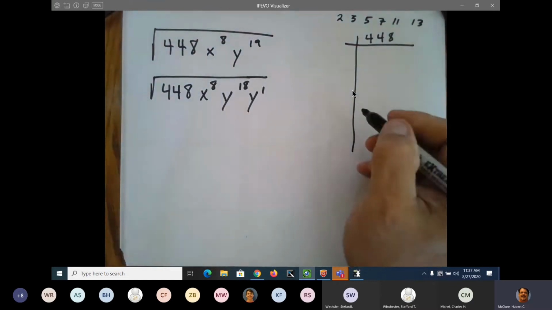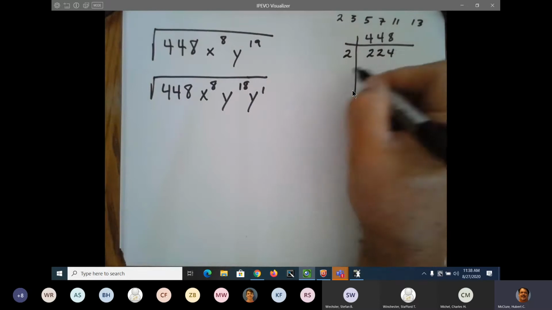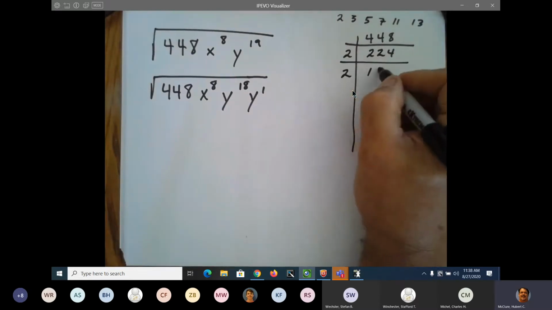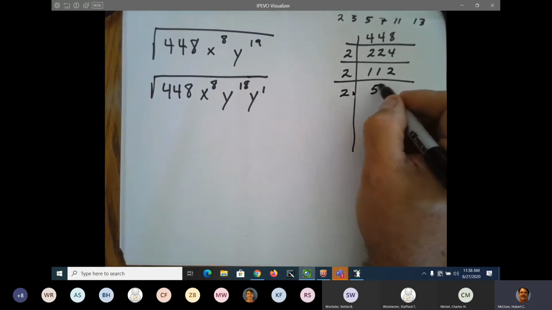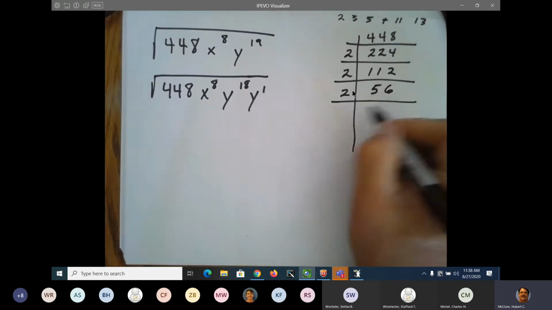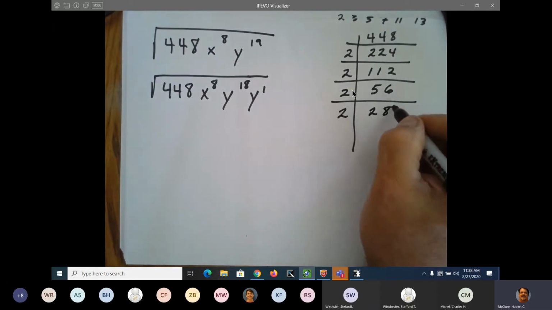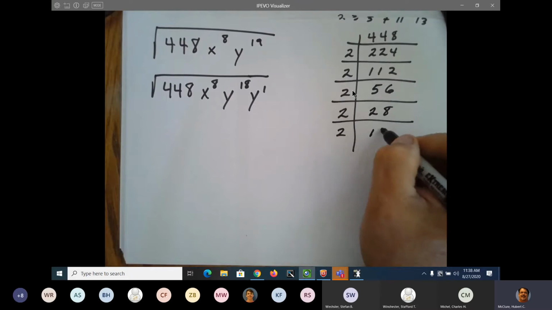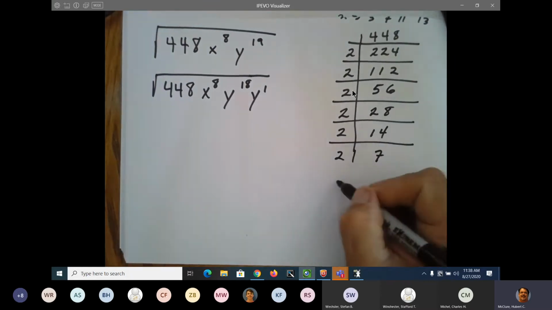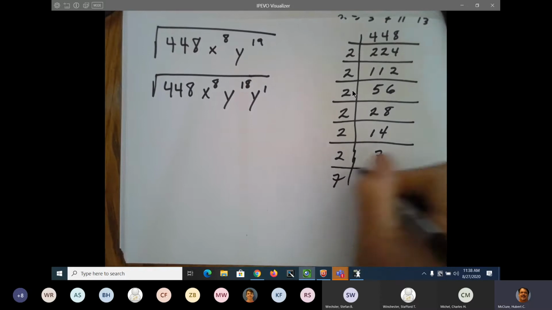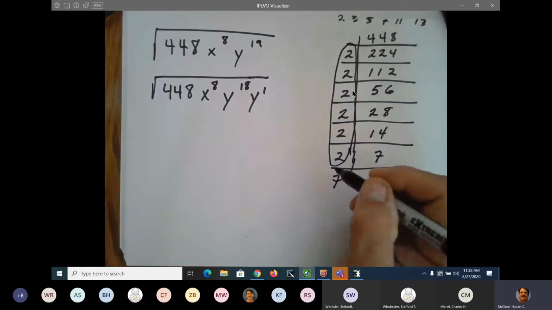It's even, so I know I can divide it by 2. So 2, that'll be a 2 and a 4. A 2 will be a 1, 1, and a 2. 2 will be a 5 and a 6. 2 will be a 2 and an 8. 2 will be a 1 and a 4. 2 and then a 7 and 7. Okay, it looks like to me we got a perfect cube in there somewhere.